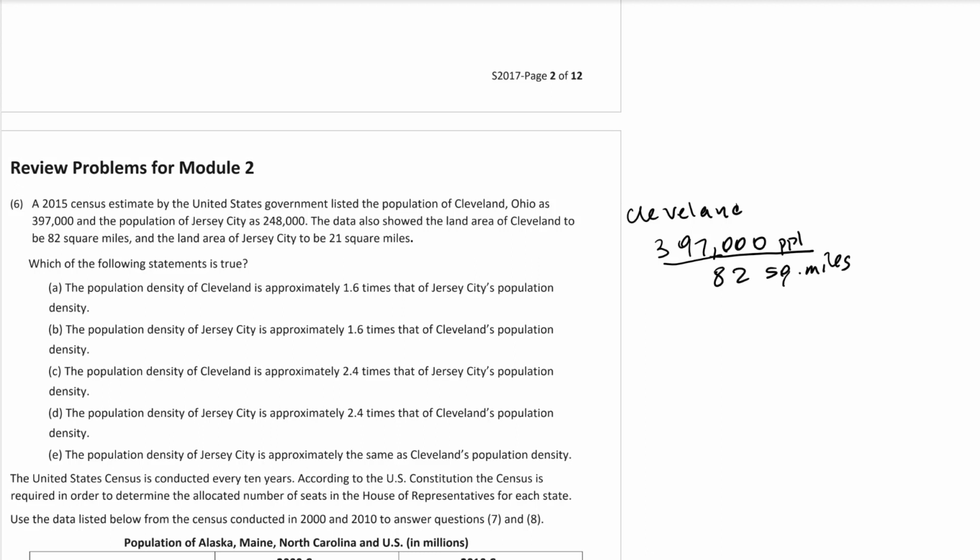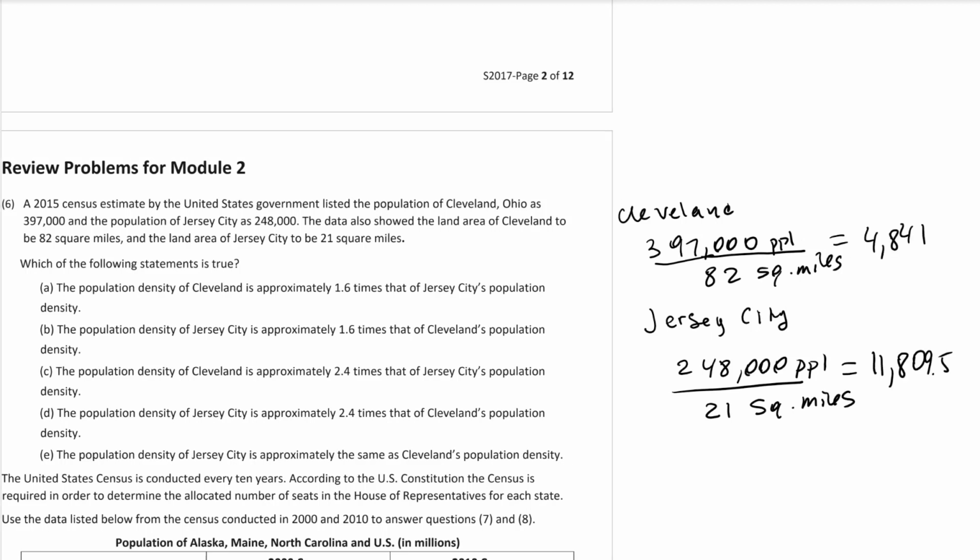And then we're going to take Jersey City, and take its population, which is 248,000 people, and divide it by 21 square miles. So we're going to divide those two numbers and compare. Take a moment and compute it. All right, so here you have the numbers, people per square mile.